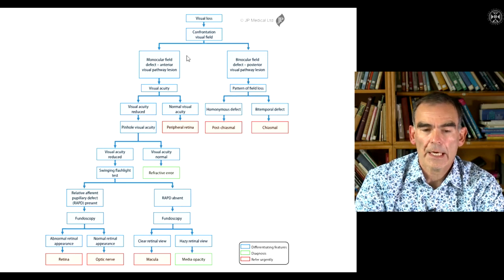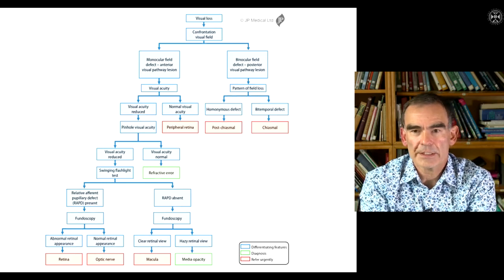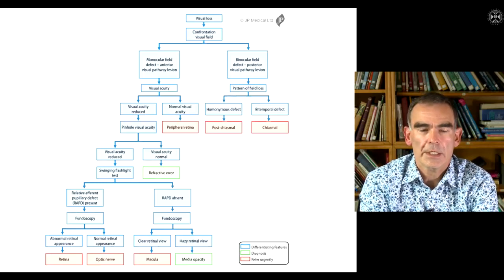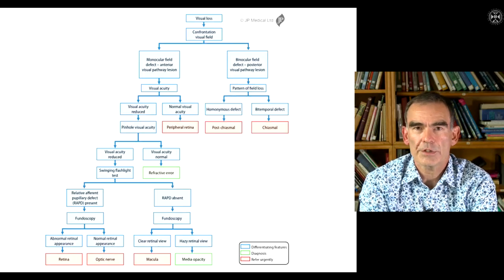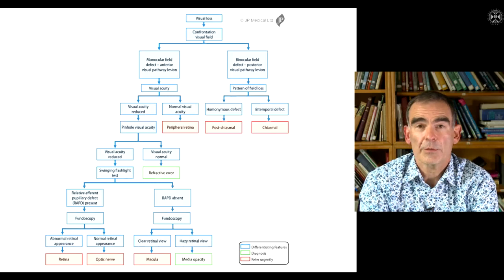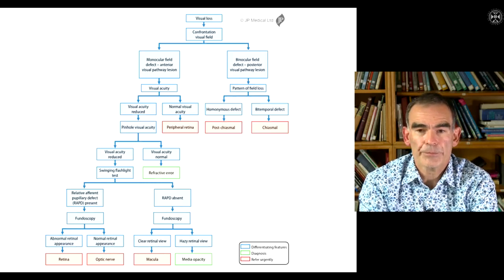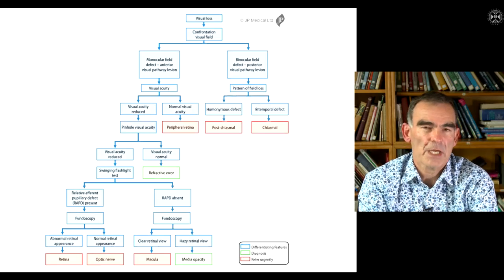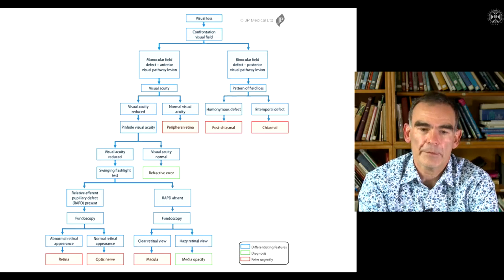So again, if you want to get ophthalmologists excited and animated, then ask them to teach somebody how to do a confrontational visual field. They get very agitated that they must do it their way. I've got a way that seems to work for me. It's described in the GP's ophthalmology tutor book in the examination section, but it really doesn't matter which way you do it as long as you can pick up the field defect.